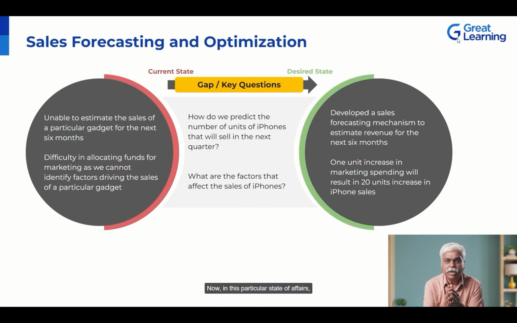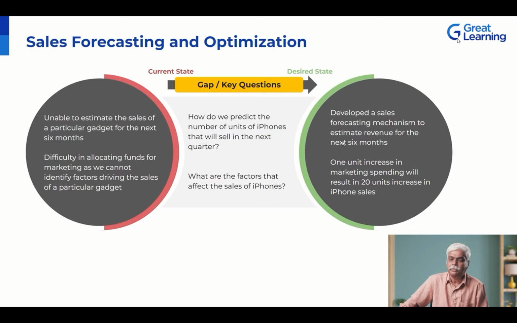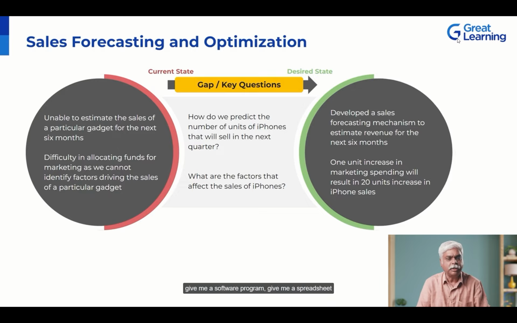Now, in this particular state of affairs, what is it that I want to be able to function well? What is it that I need to be able to do well? What is my desired state? So a desired state may be, from a forecasting perspective, to develop a sales forecasting mechanism to estimate revenue for the next 6 months. As we had said for the forecasting problem, give me a mechanism, give me an algorithm, give me a software program, give me a spreadsheet where if I put certain numbers in, I will get a forecast out.